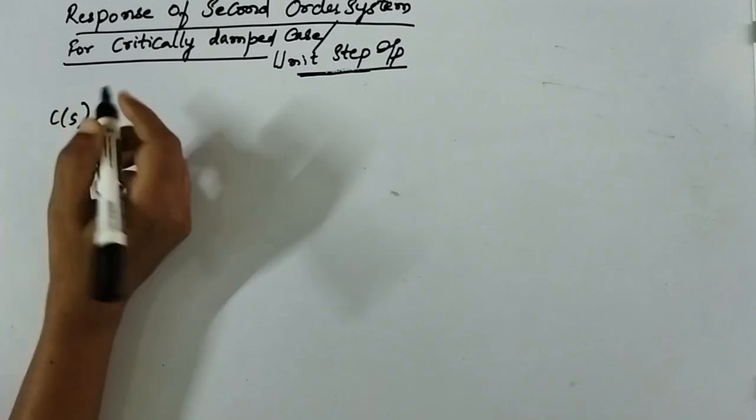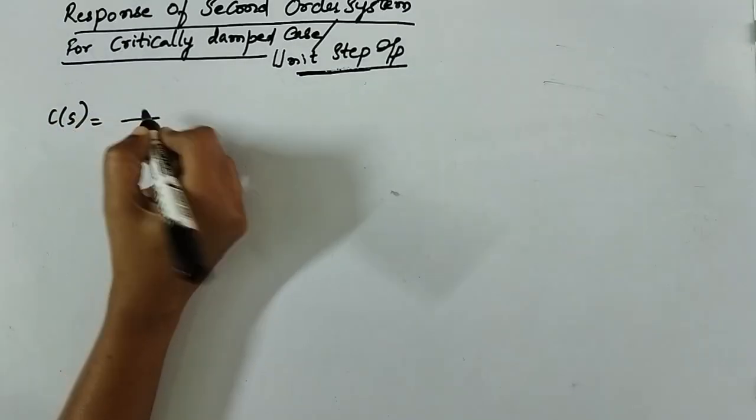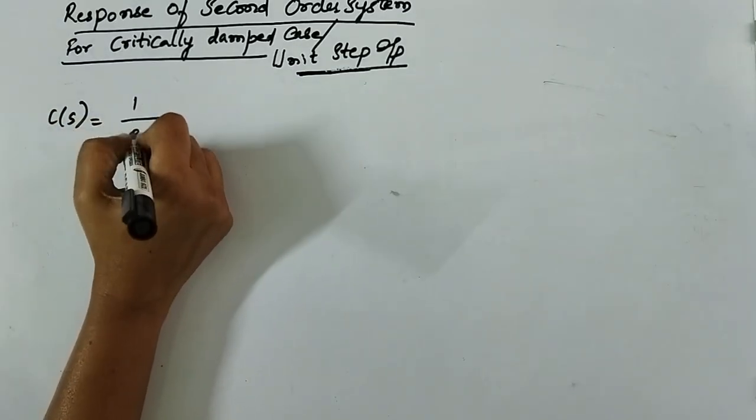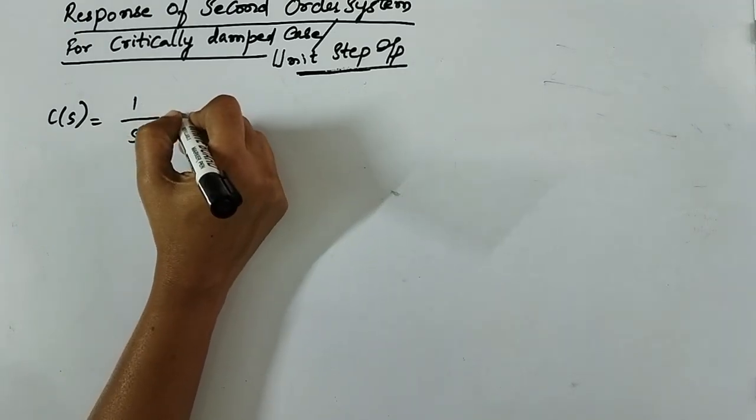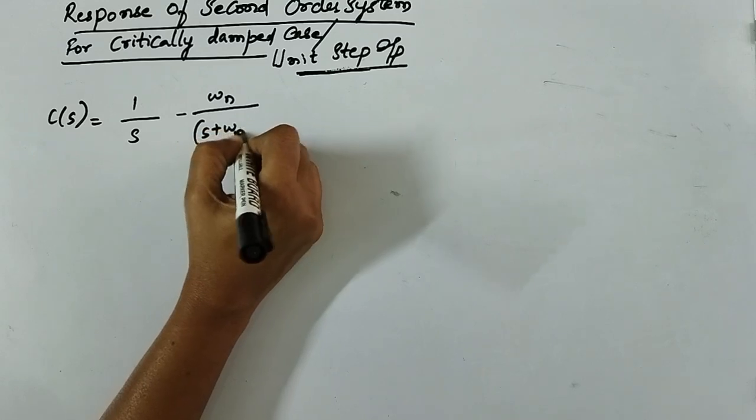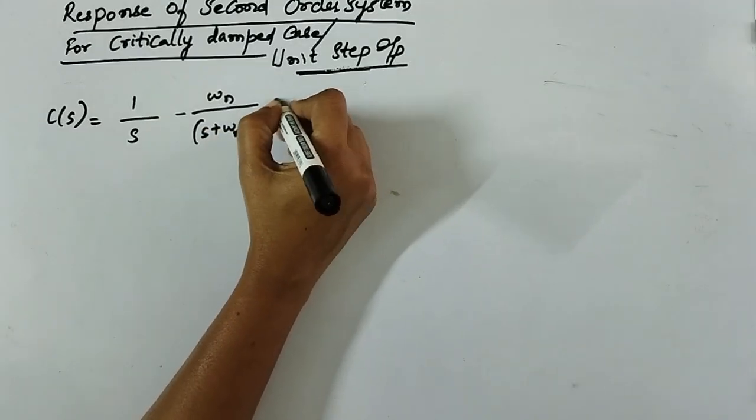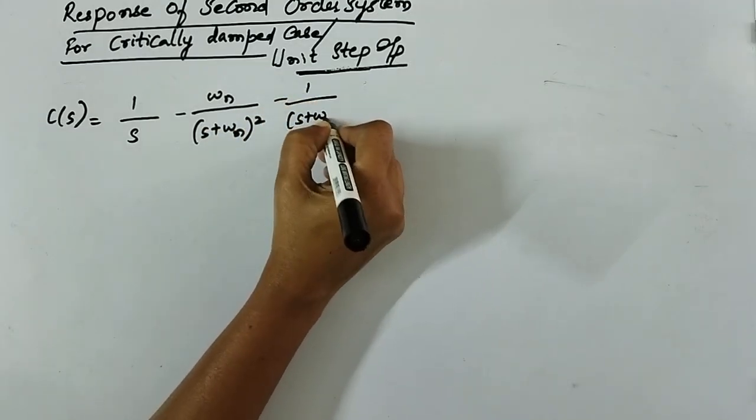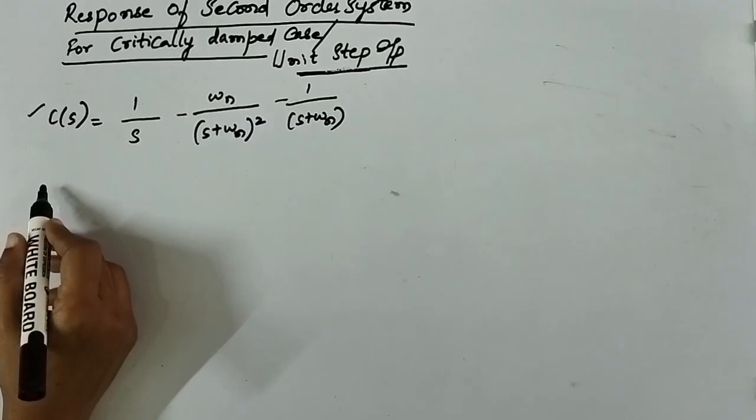Now C(s), after replacing with coefficients, we get A is 1, so it is 1/s. B is minus omega n, so obviously it is omega n / (s + omega n) whole square. And C is minus 1, 1/(s + omega n). This is in s domain. We are supposed to find out the response in time domain.